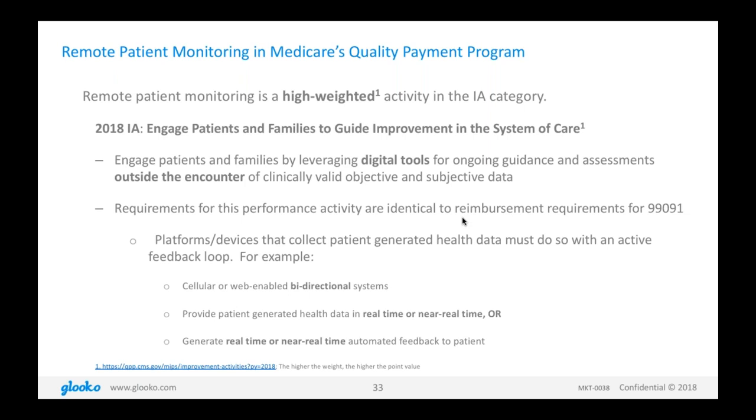The requirements for this performance activity are identical to the reimbursement requirements from CMS for code 99091. Specifically, and importantly, the platform or device for this digital remote patient monitoring has to collect patient-generated health data in an active feedback loop, meaning it has to be bidirectional, coming from cellular phones or web-enabled bidirectional or two-way systems, meaning a tablet, a computer, or a smartphone. The device has to provide patient-generated health data in real-time or near real-time, or generate real-time or near real-time automated feedback to the patient.